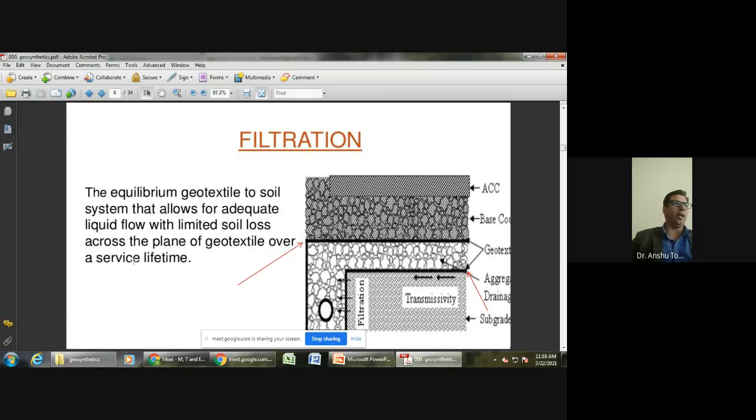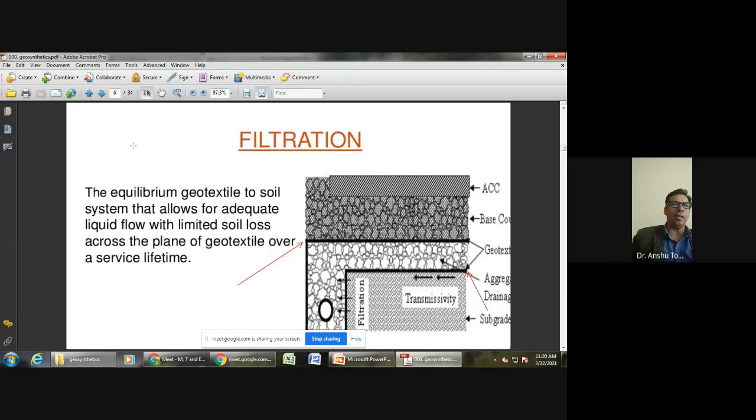The plane of geotextile over a service lifetime. So it is going to serve for a certain limit of time, because any material which comes into contact with water, one day or the other it is going to depreciate, it is going to be destroyed, it is not going to serve its purpose anymore. But that time limit can be designed by you, depending upon the quality of the geotextile and the amount of water inducing problems for the geotextile.